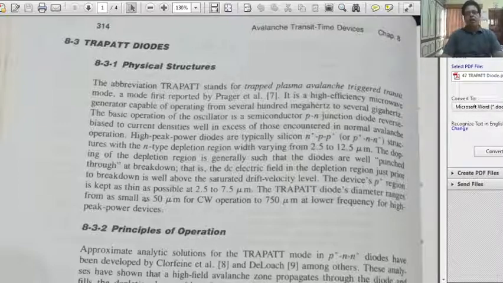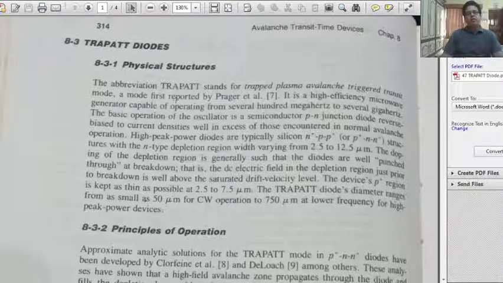Today we are going to learn about the topic TRAPATT diodes. As we discussed the READ and IMPATT diodes in previous video lectures, today we are going to understand the mechanism and physical structure of TRAPATT diodes.